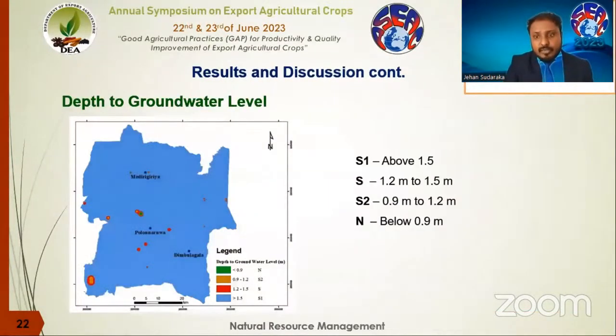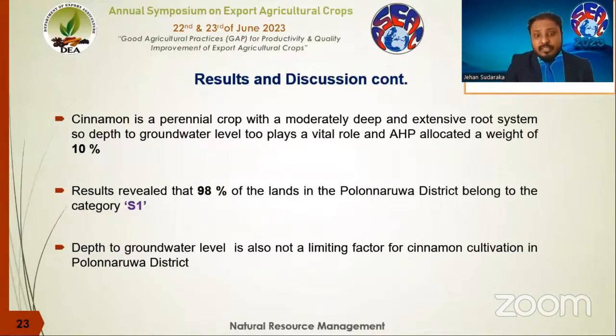Then depth to the groundwater level. Cinnamon is a perennial crop with a moderately deep and extensive root system, so depth to the groundwater level also plays a vital role in absorbing water. So AHP allocated 10% of weight. When depth to the groundwater level goes beyond 1.5 meters, that is the highly suitable category. And the result shows that 98% fell within that highly suitable category, so it's also not going to be a limitation factor.